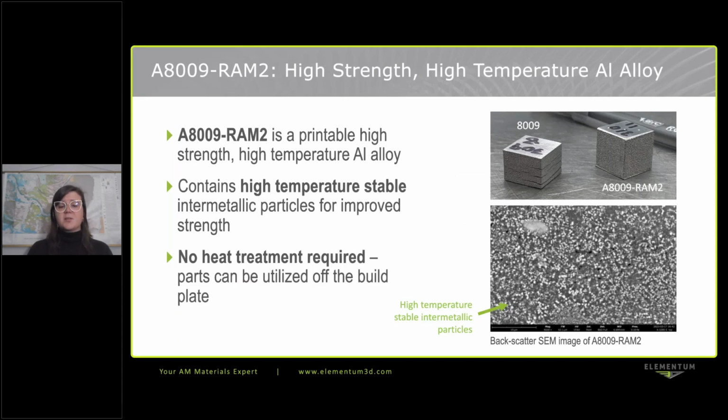So the first thing we did is we just took a look at the off-the-shelf material, right? Because if we can print that successfully, that's excellent, but we knew that was probably not going to be the case. So you can see here the 8009 raw material, or off-the-shelf material, in that picture on the top and the very left side of that picture, versus when we put our additives in this material and made it a RAM2 material. And that microstructure you're seeing on the bottom is actually the RAM2 material.